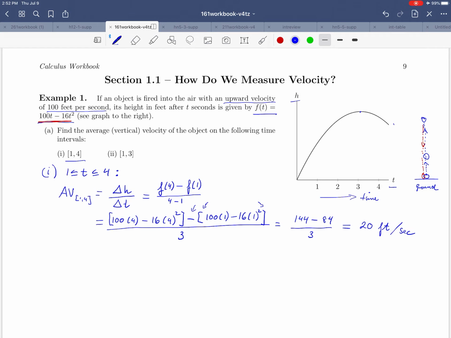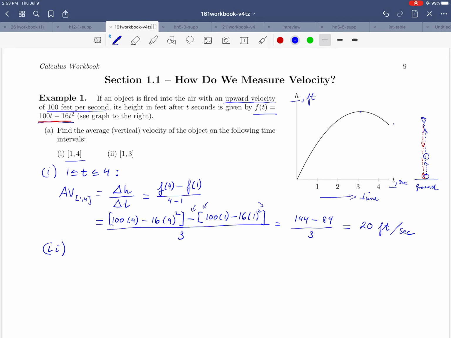For our average velocity, we should pay attention to what the units are. And since the height is measured in feet, let me put that on our graph. So the height is measured in feet and time is measured in seconds, then our average velocity has units of feet per second. So our ball right here between 1 and 4 seconds travels at an average velocity of 20 feet per second. So that was the first task we had. Now let's look at the second one.